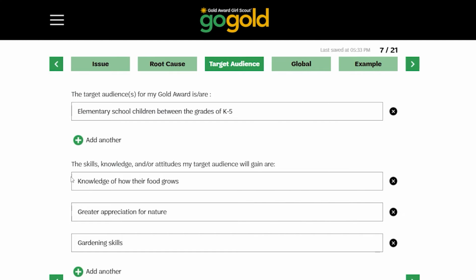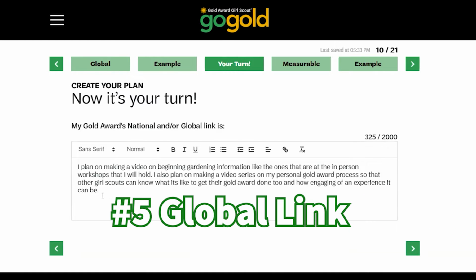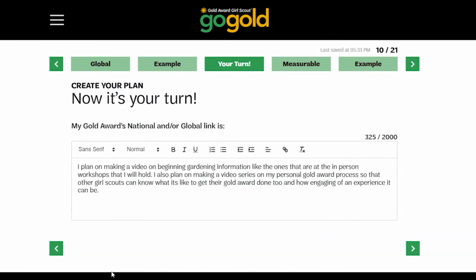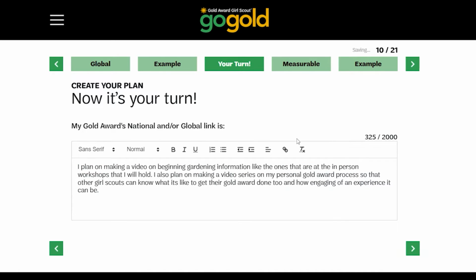And then I listed everything that I really wanted them to be able to learn after the lessons were completed. Number 5, global. How are you going to make your plan global and known throughout the world? Typically, the best way to do this is to have your project be uploaded in some form of media that can be viewed around the world.